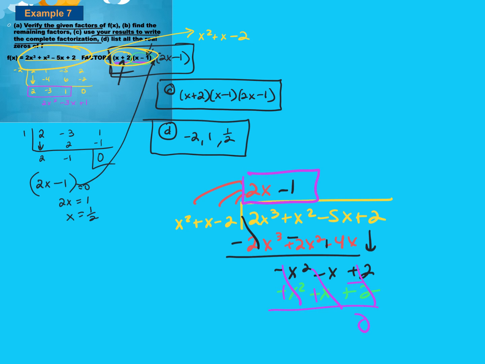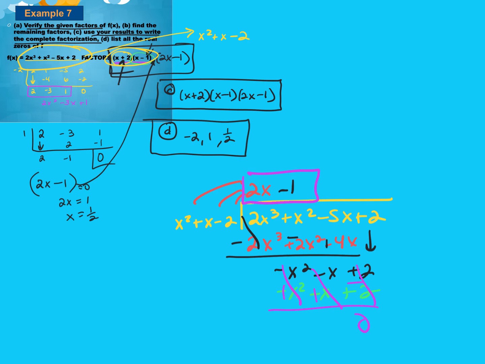Those are two different methods that you can use, either one, but your end result should be the last remaining factor, the complete factorization, which is all of the parentheses, and the complete list of roots, which includes the ones they give you at the beginning, plus the one you found.